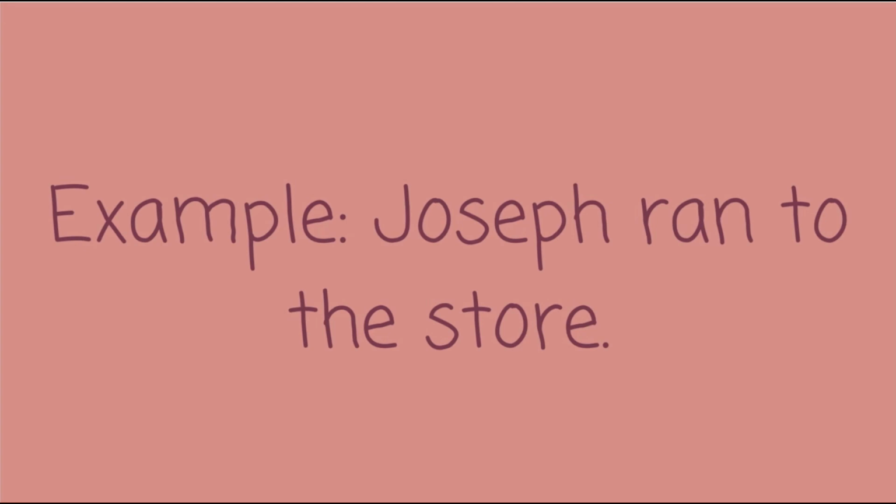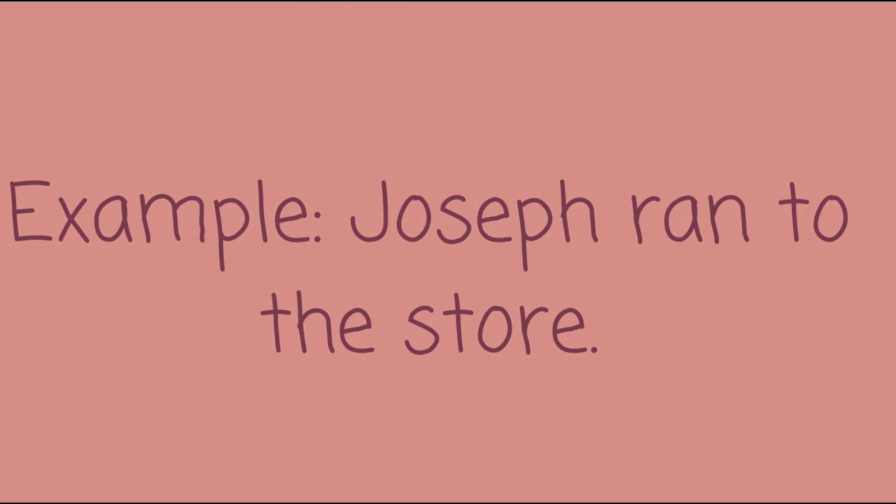Let's look at this sentence. Joseph ran to the store. Well, Joseph is a noun. Ran is a verb. To is a preposition. The is an article. Store is a noun. So you'll notice we have two nouns, but only one verb. So it's clear that in this sentence, ran has to be your verb. So we would mark that as the main verb in the sentence.